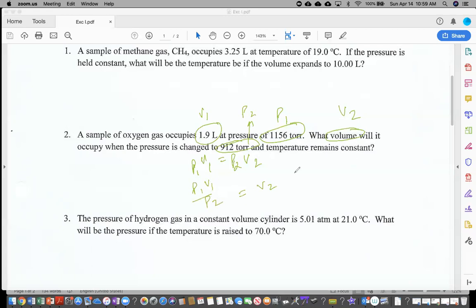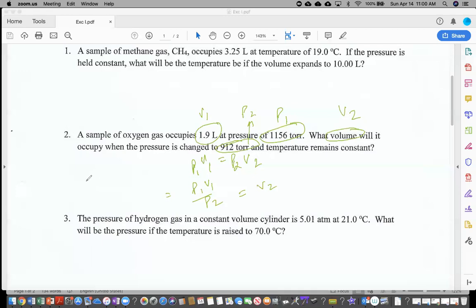Right, so that's what you'll do, and after that you just plug in your numbers. Do we have to change our pressure from torr to ATM? Only if we're using PV equals nRT. So you don't have to in this case. You can leave torr the way it is. Even if you do convert, it's not going to give you the wrong answer, but it's just going to waste your time.